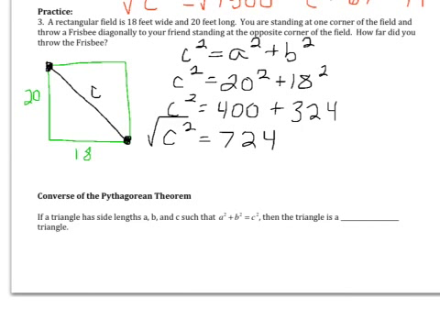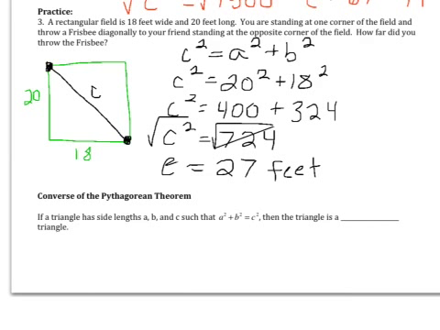And then we need to take the square root. So C equals, using my calculator here to get the answer, I got 26.9, so let's round it to 27 feet.